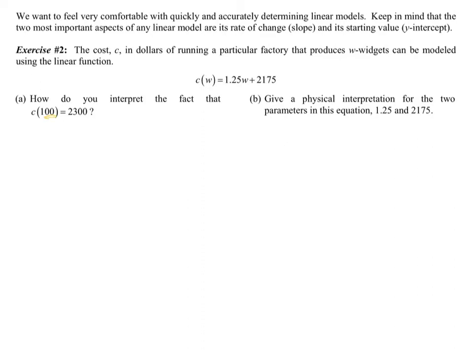So 100 widgets, right, because 100 was in place of W, is, remember the equal sign means is, $2,300. Give a physical interpretation for the two parameters in this equation, 1.25 and 2,175.